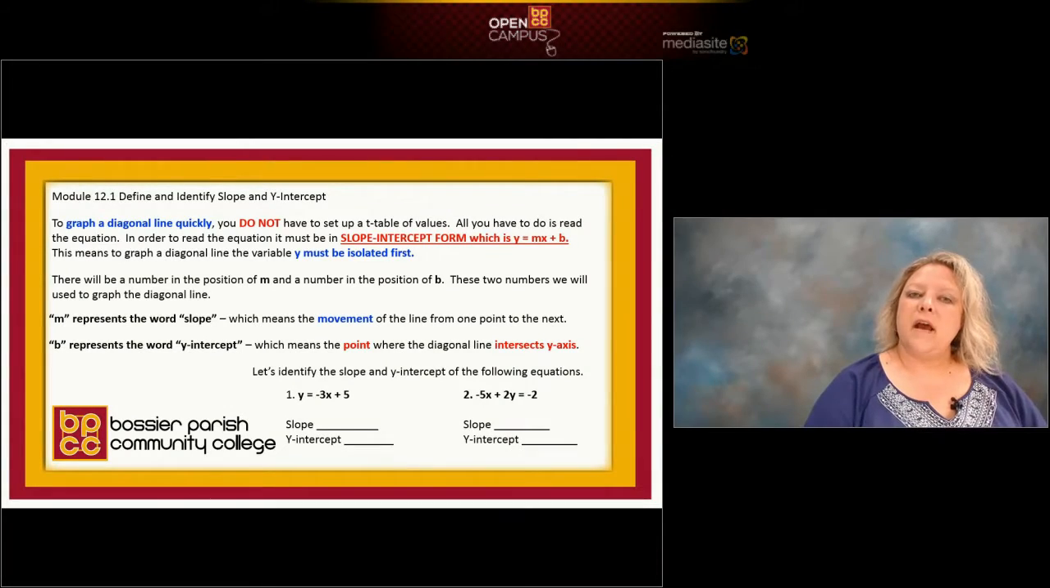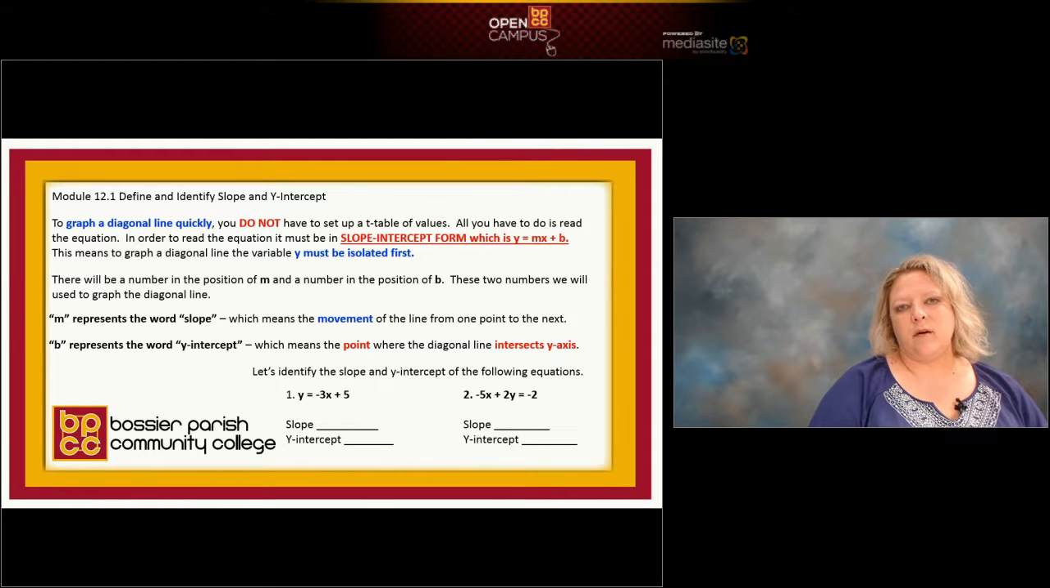Okay, so now we're fixing to get to the good stuff. We're about to start graphing lines, but before we can start graphing lines, there's a couple of things I want to review with you. The first thing is identifying the important parts that we need in order to graph. The first thing that we need is the slope. The second thing that we need is what's called the y-intercept. And the y-intercept is where the line touches the y-axis.